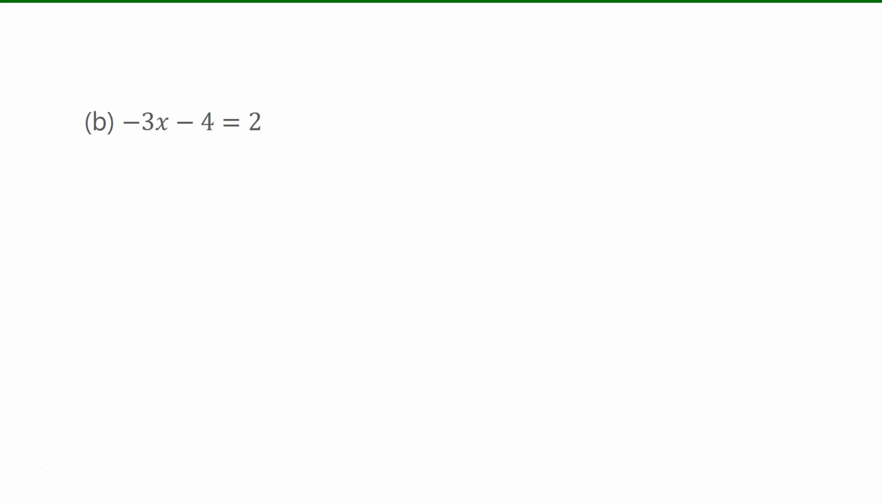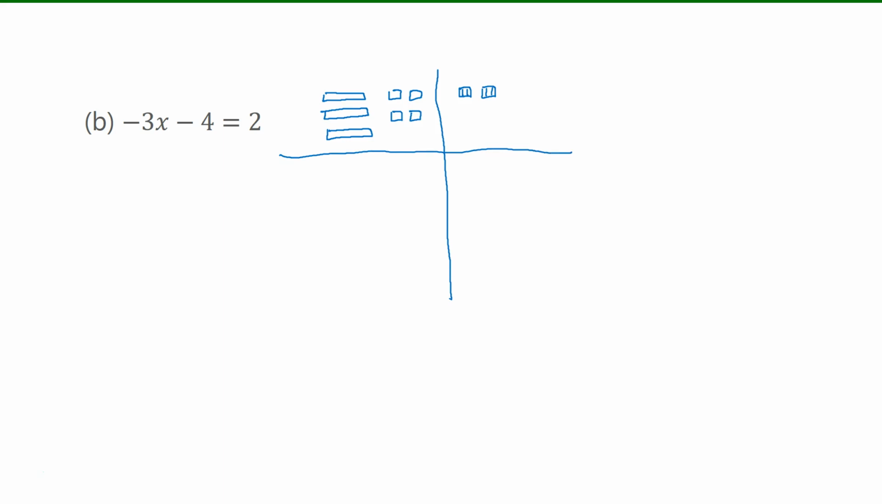For B, we have negative 3x minus 4. So I'm going to have 3 negative x tiles. Leave them unshaded since they're negative. And 4 negative unit tiles. And on the right, I'm going to have 2 positive unit tiles. So now here, I can't take away 4 negatives from each side because I don't have 4 negative tiles on the right to take away.